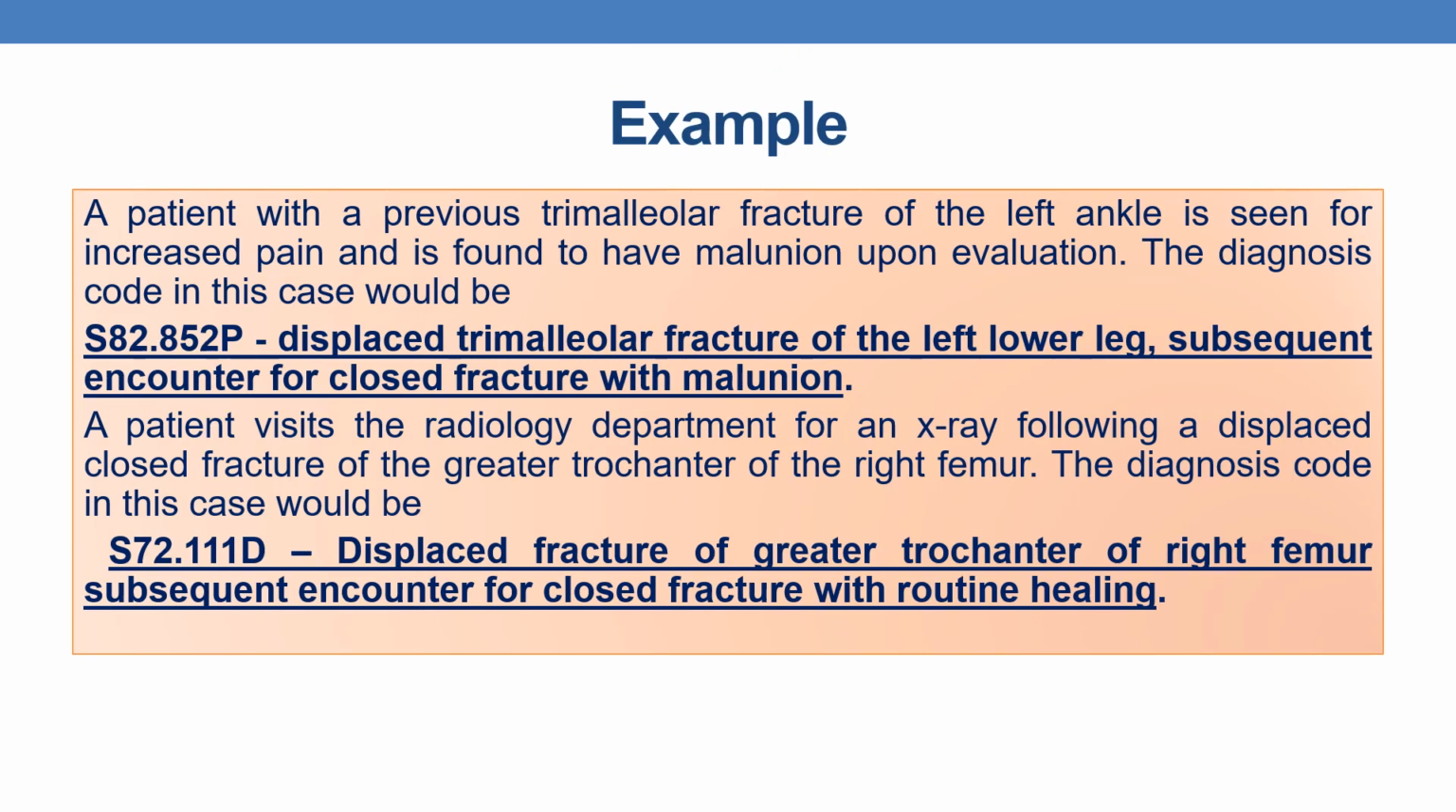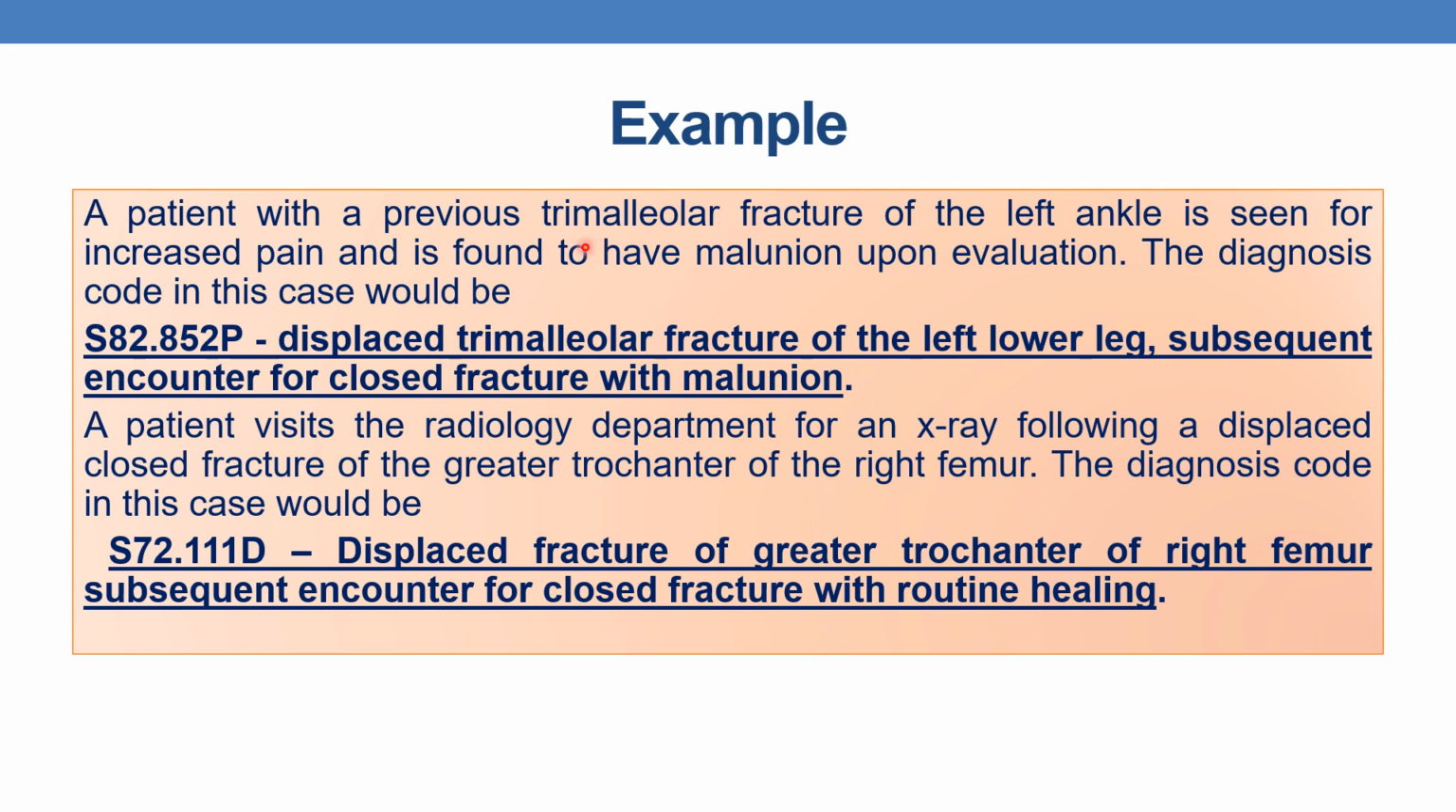Now let us discuss one more example. A patient with a previous trimalleolar fracture of the left ankle is seen for increased pain and is found to have malunion upon evaluation. The diagnosis code in this case would be, here first we need to check whether the type of the fracture is mentioned or not. Here the location is mentioned, trimalleolar fracture of left ankle, but it is not mentioned whether it is open or closed. So by default you need to code closed.